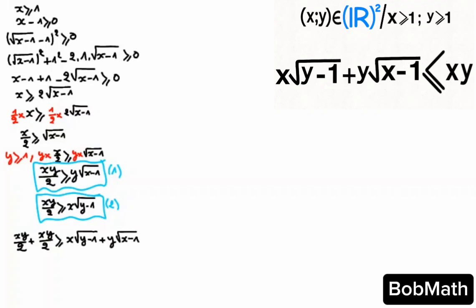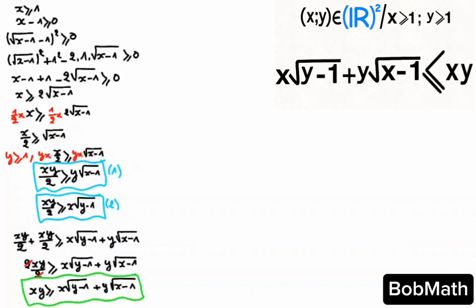Therefore, 2xy divided by 2 is greater than or equal to x square root of y minus 1 plus y square root of x minus 1. Now we simplify the number 2, so we get xy greater than or equal to x square root of y minus 1 plus y square root of x minus 1. Therefore, this is the relationship required in this exercise.